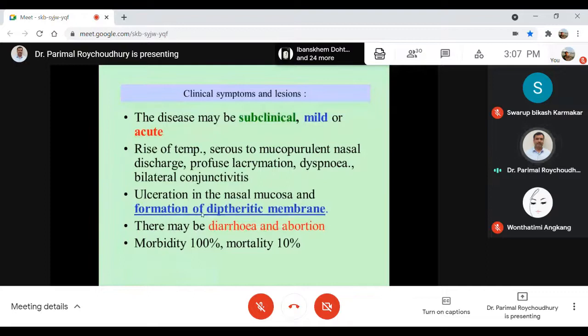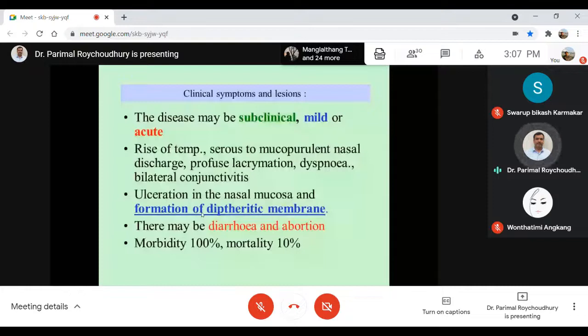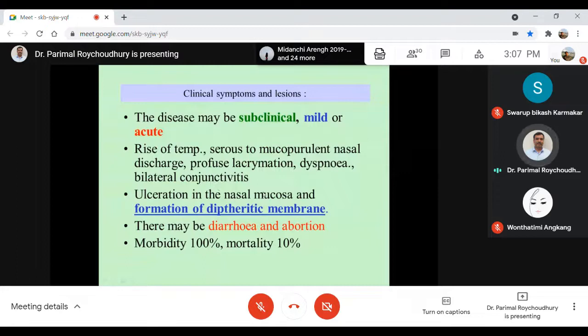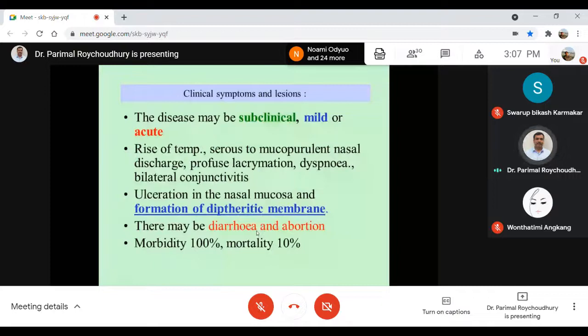Okay, all the upper respiratory tract infections, lesions like lacrimation, dyspnea, bilateral conjunctivitis, a very common outcome of this infection, right? So diarrhea and abortion, this is again because of the infections in the intestinal tract. What has been seen is that the mortality may reach up to 10%, and that also in complicated cases. However, the morbidity is very, very high. In the exposed animals, there is a huge production loss taking place.